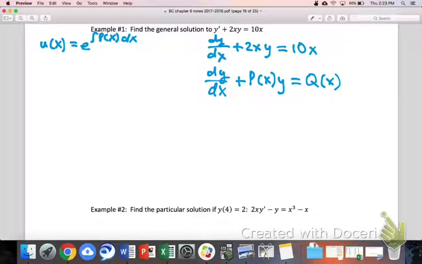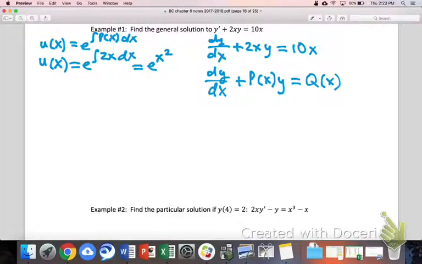So here we go. I'm going to say then u of x equals e to the integral of 2x dx. And thankfully that's a pretty straightforward integral for us to do, right? So this would equal e to the x squared. Okay? Any questions so far? Okay.